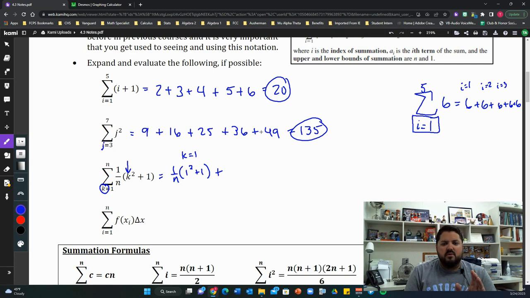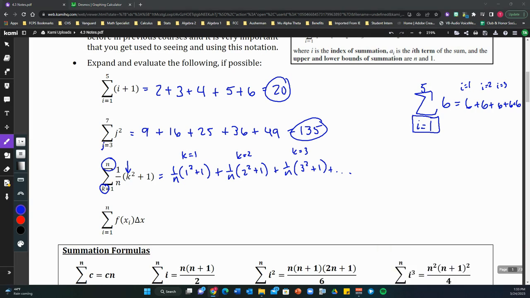Now, when k equals 2, second iteration, 1 over n is still out in front, but now we have 2 squared plus 1 inside. And then when k is 3, we'd have 1 over n times 3 squared plus 1, and so on. Now, the upper bound of the summation, this time I don't have a number chosen. So that actually means that we would just keep writing out the next term on and on and on until we get to what we refer to as the nth term, or the last one. So this n is just a placeholder.